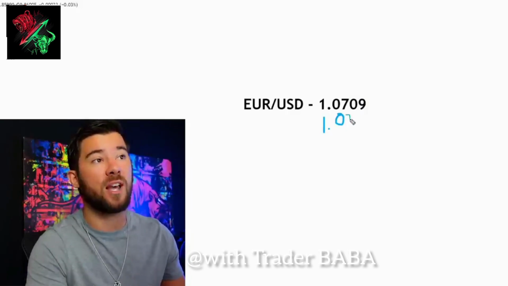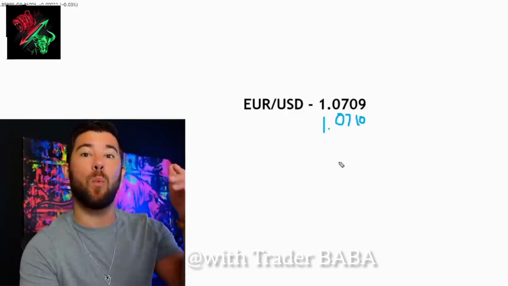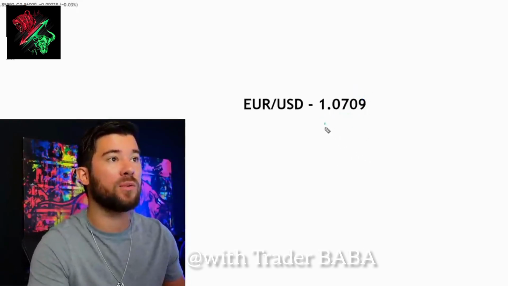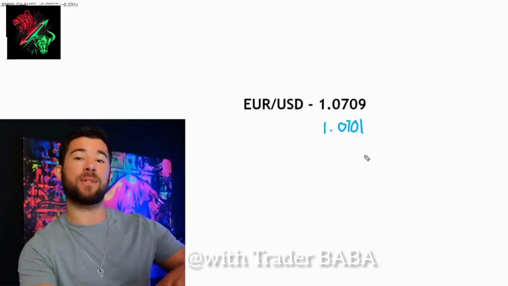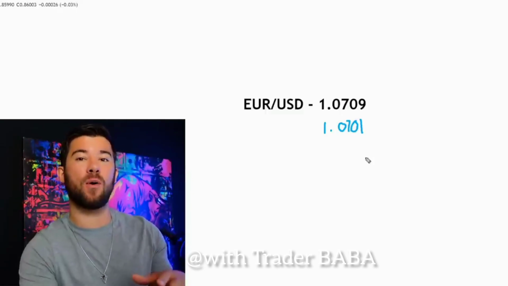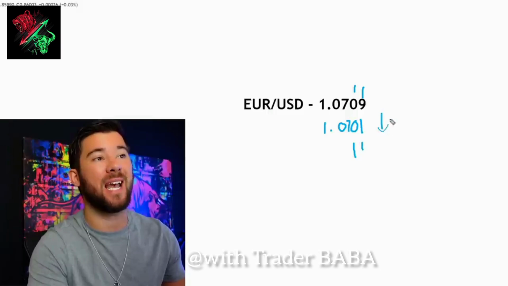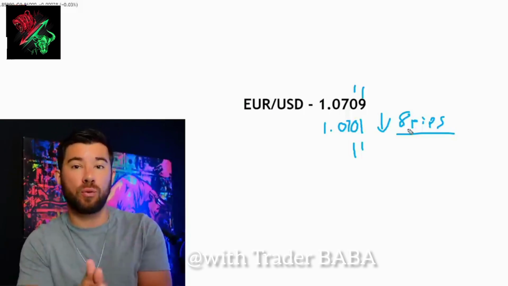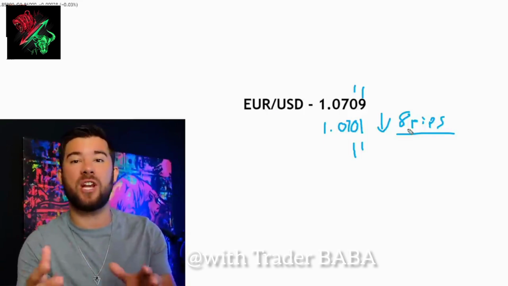What if we go to 1.0710? How much did we go up? We went up 1 pip because we went from 09 to 10. One more example here. What if we go to 1.0701? How many pips did price move lower? We moved lower by 8 pips because we went from 0.9 to 0.1, meaning we went down 8 pips in this example. Now, this 4 decimal point to the pip is true for every currency pair except yen crosses, except pairs that have JPY in them.